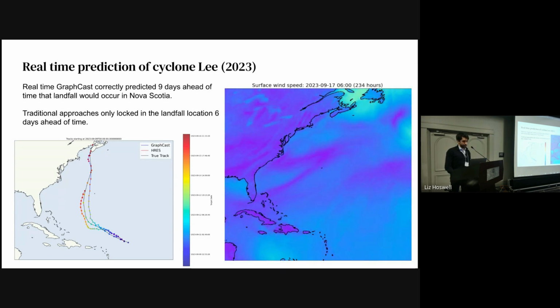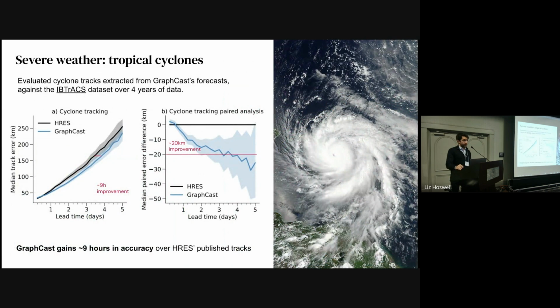Of course, it's not just about cherry-picked examples, but more about careful evaluations over long periods to capture many cyclones. So we did an evaluation over 4 years of data, comparing the performance of HRES to the performance of GraphCast, and we saw that we were getting roughly a 9-hour advantage, and I think some of you have shown similar results in this meeting.